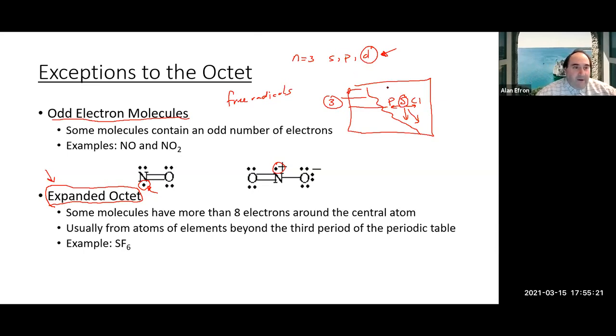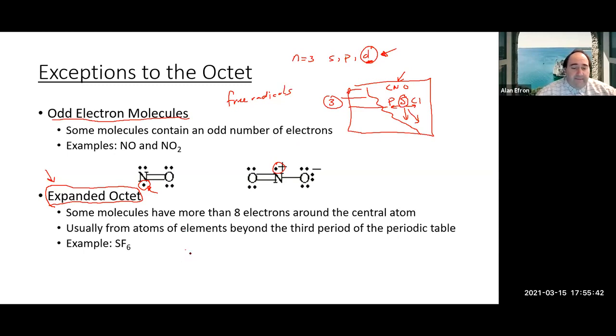What that means is if you go one period above them, things like carbon, nitrogen, oxygen, and so forth, these guys are in the 2nd energy level. They can never go over 8 because they don't have those d orbitals. So these guys have the ability to go over 8, and they could go upwards of 12 electrons around them and be perfectly happy.